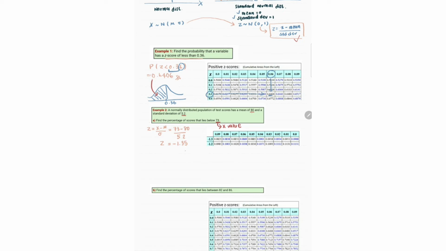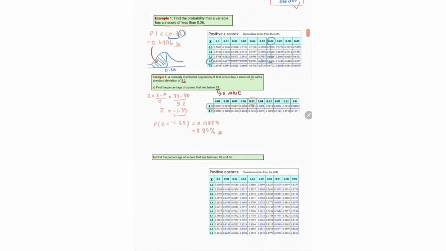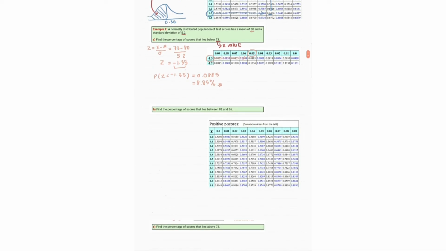So now we have the z value, and we can just use the z-score table like we did in example 1. First we look at the first two numbers, which is negative 1.3 on the first column, and then 5 on the first row. So the value is 0.0885, and the percentage is 8.85%, and that's all. Moving on to the next question.